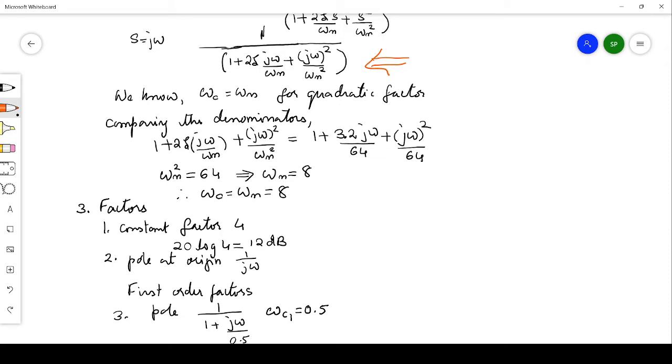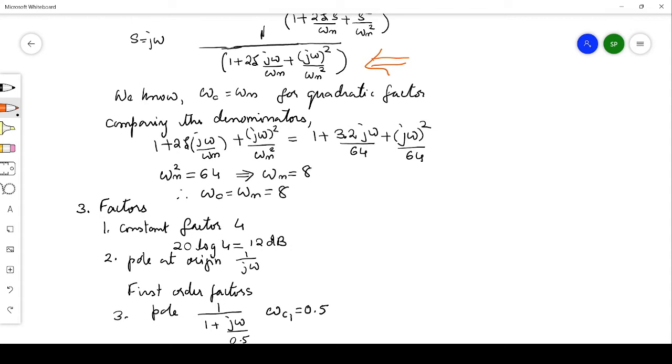Standard quadratic equation. So we are comparing that quadratic equation with the given transfer function, the given factor. The given factor is 1 plus 3.2 j omega by 64 plus j omega square divided by 64. So here we can see that omega n square is nothing but 64. So what is omega n? Omega n is the square root of 64, that is 8.